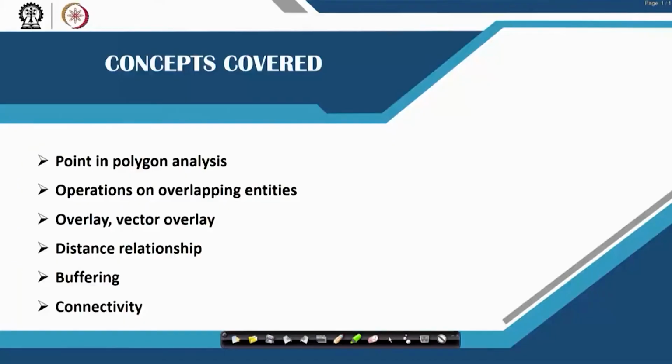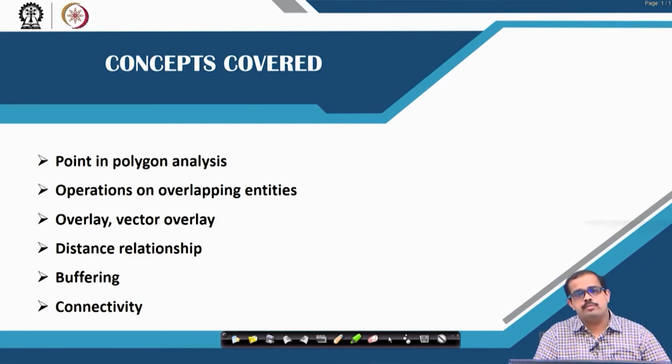So, I would speak today on point in polygon analysis. I spoke about how vector on vector data is possible. I spoke about polygon and points, polygon overlay, point in polygon overlay, and how you can utilize it for various analyses. So, I would take it forward. I would look at the same aspects as in the previous class. Then operations on overlapping entities. How do you do an operation on overlapping entities?